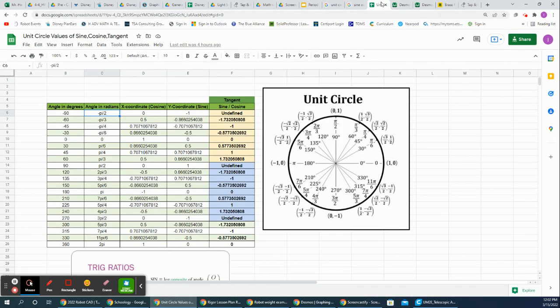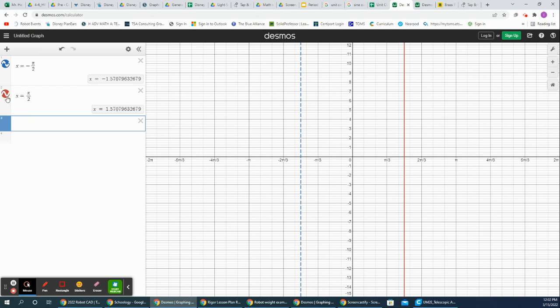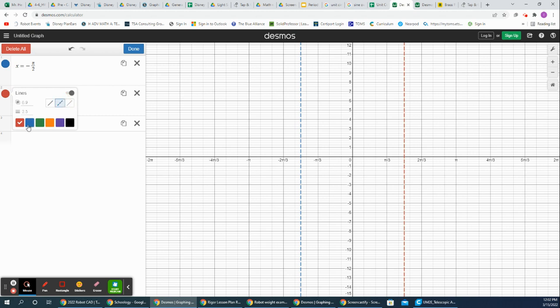And then let's go back to our table here. And where else are we undefined? We are undefined at pi over 2. So let's go to pi over 2. Let's put x equals pi over 2, and then let's make this a broken line. And then let's do blue, and click done. And there's the bell.